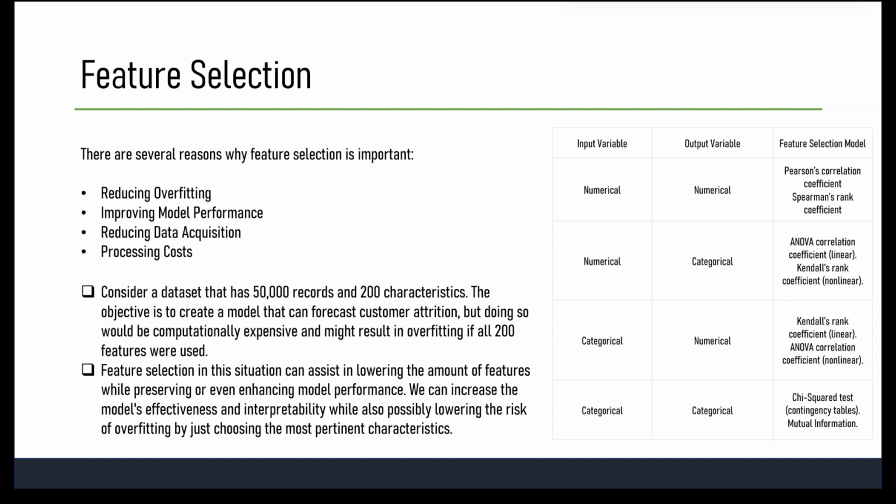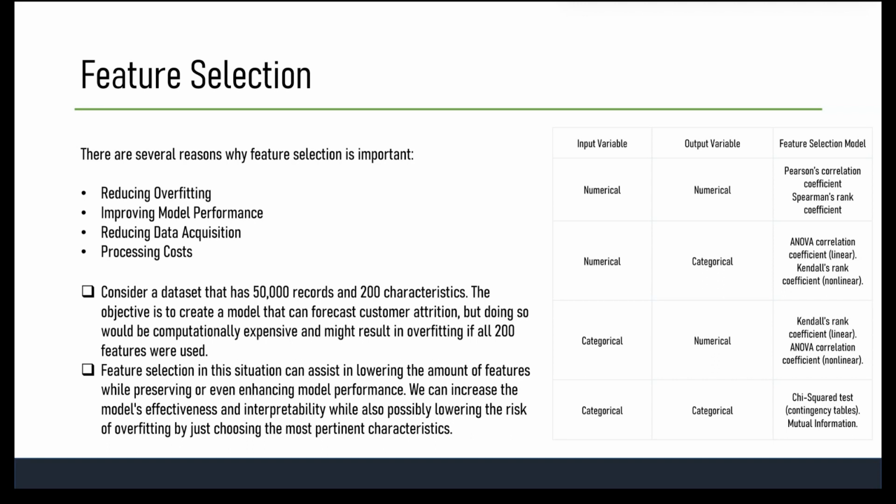Another reason is improving model performance. Selecting a subset of relevant features can also improve the performance of the model. When we include irrelevant or redundant features, they can add noise to the data and decrease the accuracy of the model. By selecting only the most important features, we can improve the accuracy and the efficiency of the model.